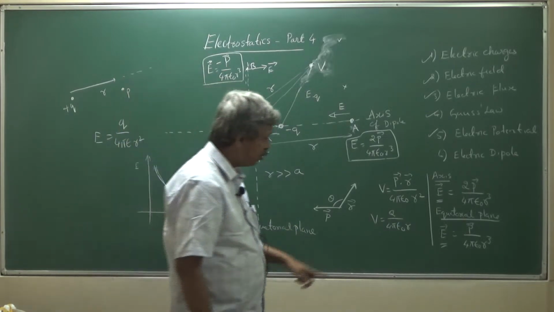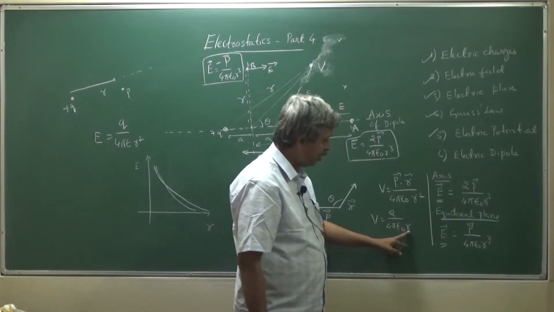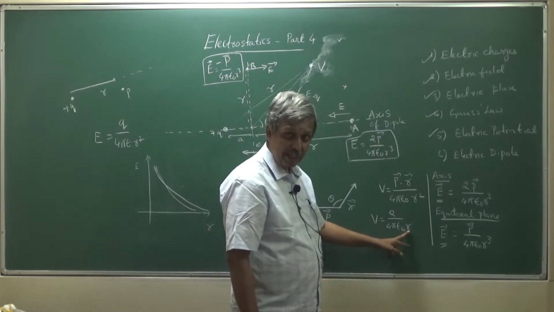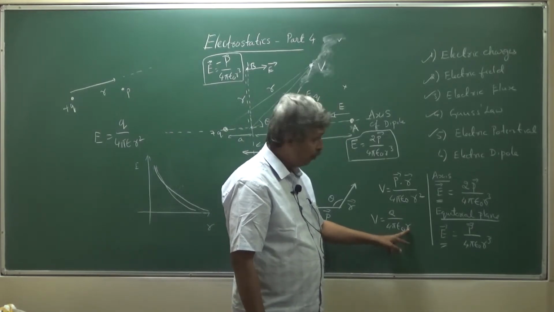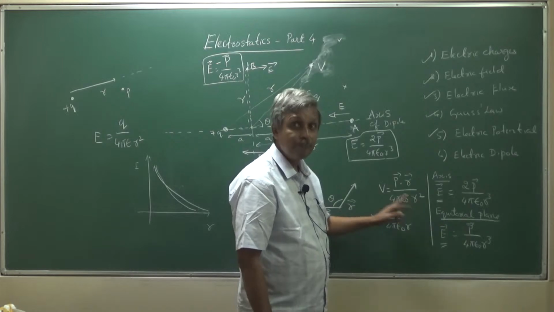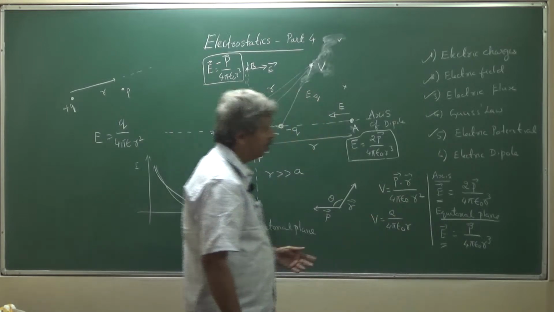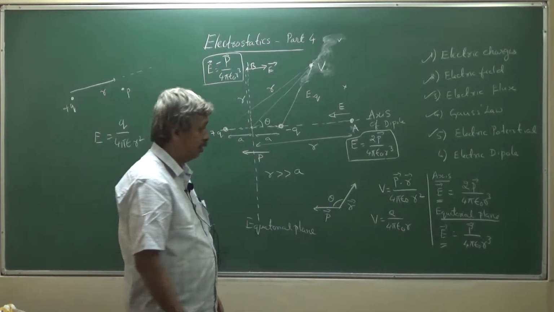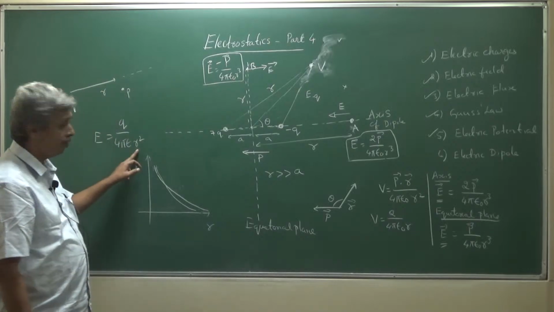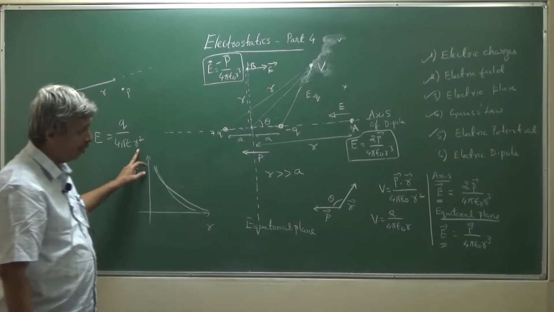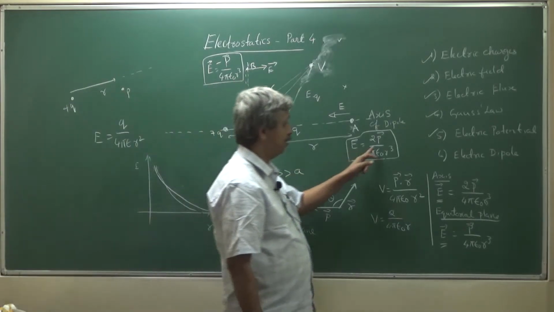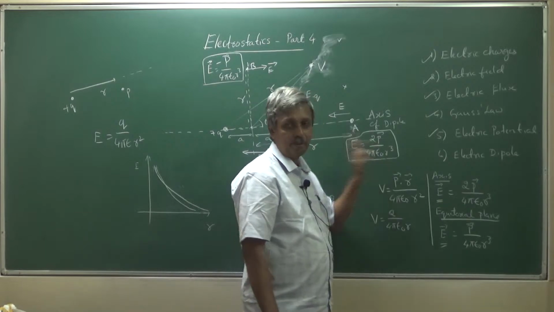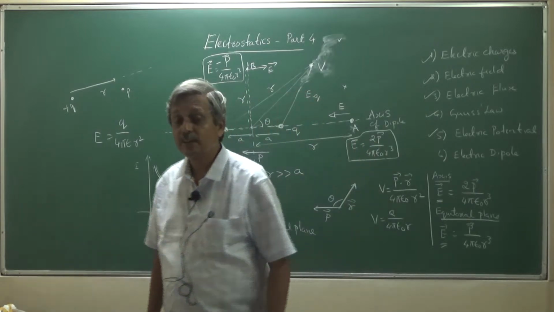So for potential, if it is R for a single charge, it is R square for a dipole. For electric field, a normal charge gives inverse R square, and the electric field for the dipole is inverse R cube. Do you understand this?